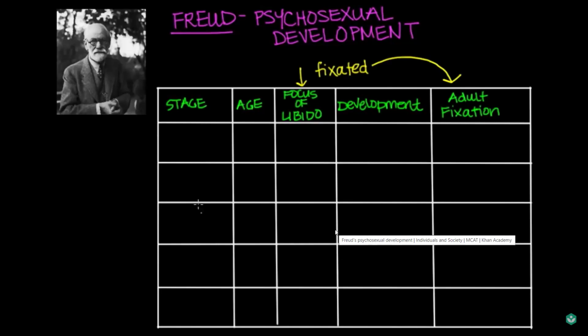So if fixation occurred in a certain stage in childhood, it could have a lasting effect well into adulthood. Each of these stages is associated with a particular conflict that has to be resolved in order for the person to successfully advance to the next stage. So Freud, again, stressed that the first 5 years of life are crucial to the formation of adult personality.